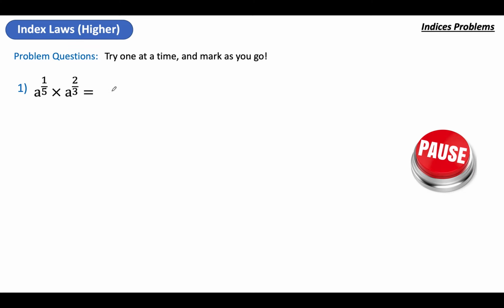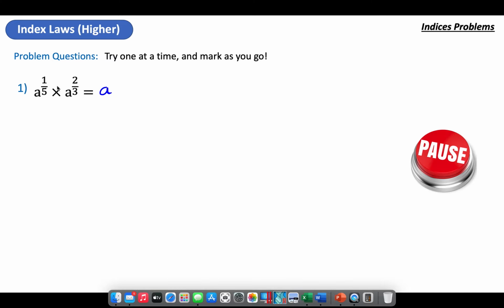Okay, I'm presuming you have unpaused now. Right, what do you need to do here? You need to add your powers together. Remember, when we're multiplying like base numbers together, you add the 2 powers.